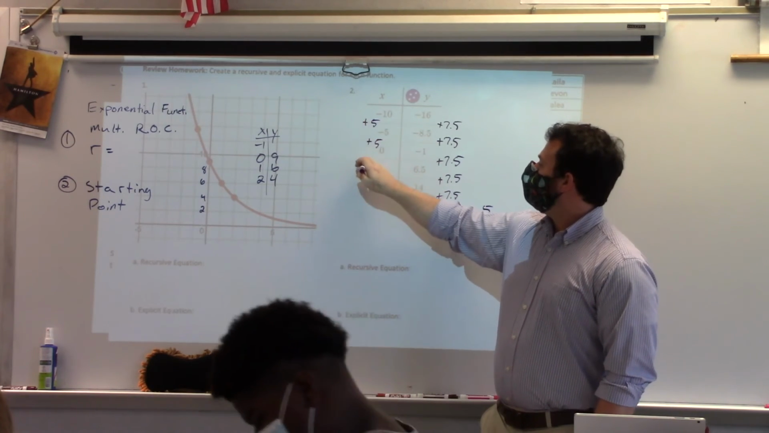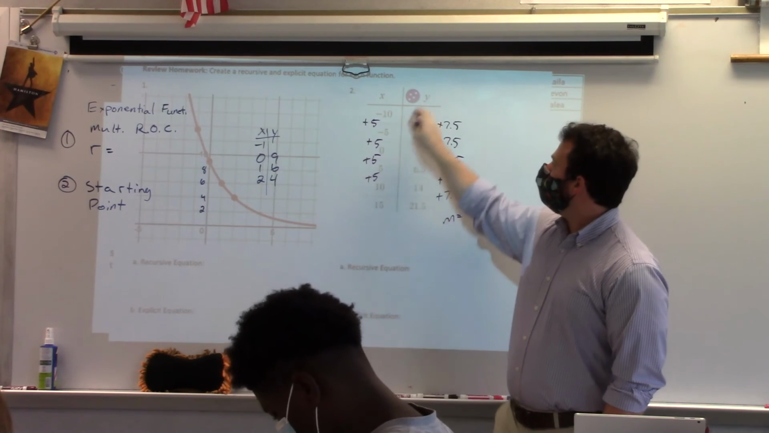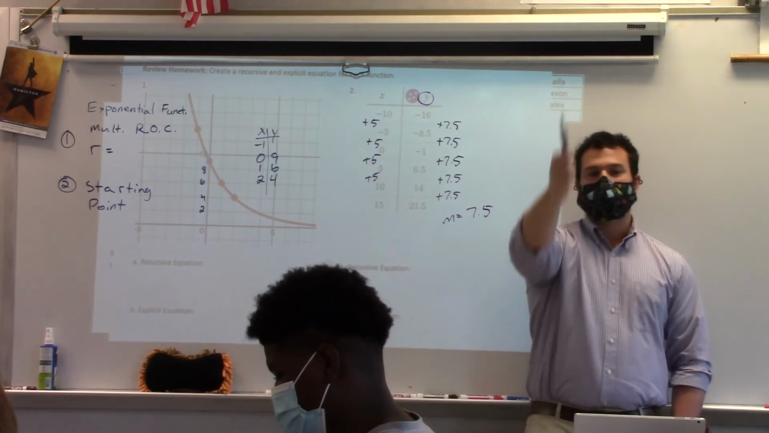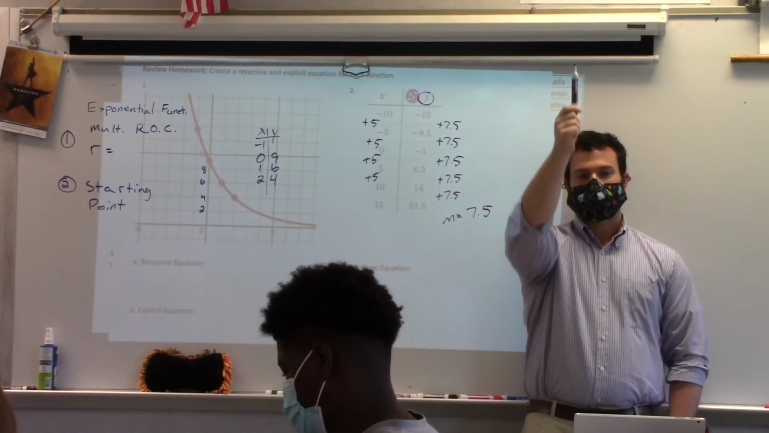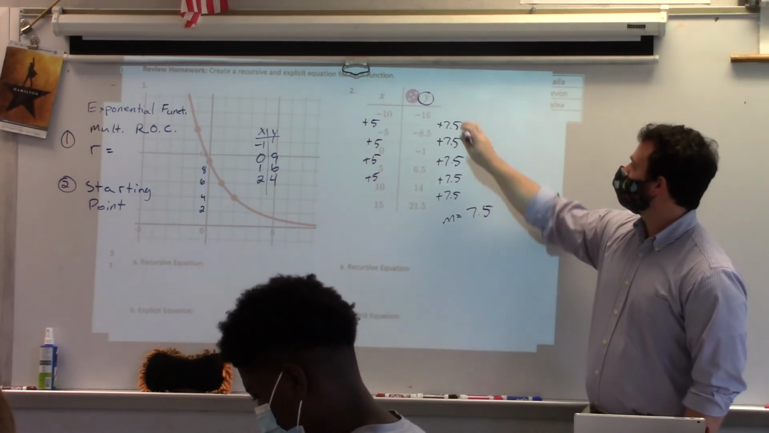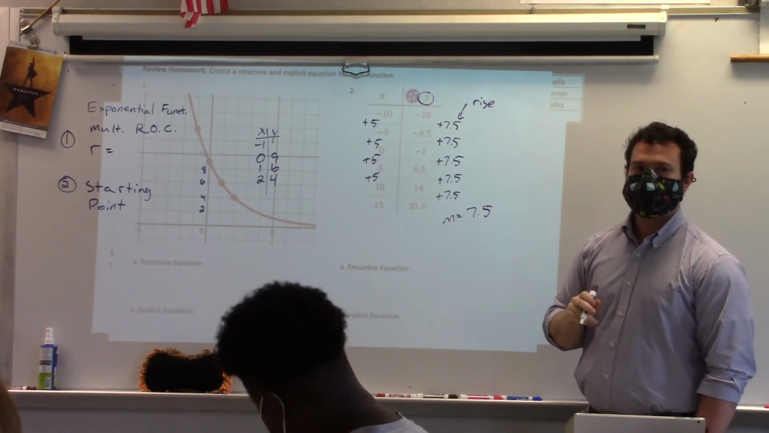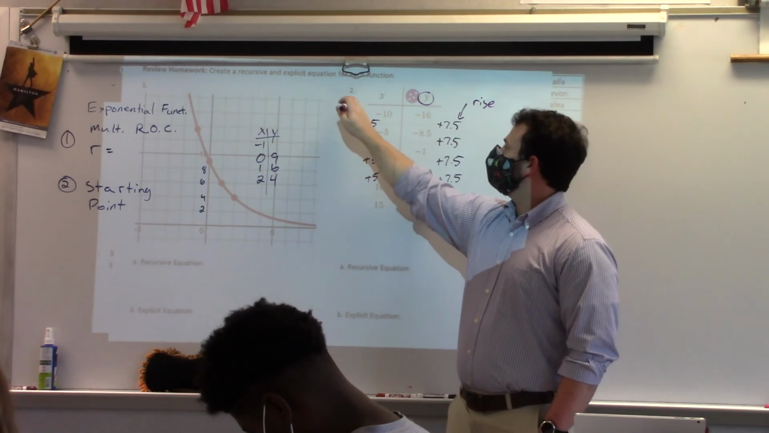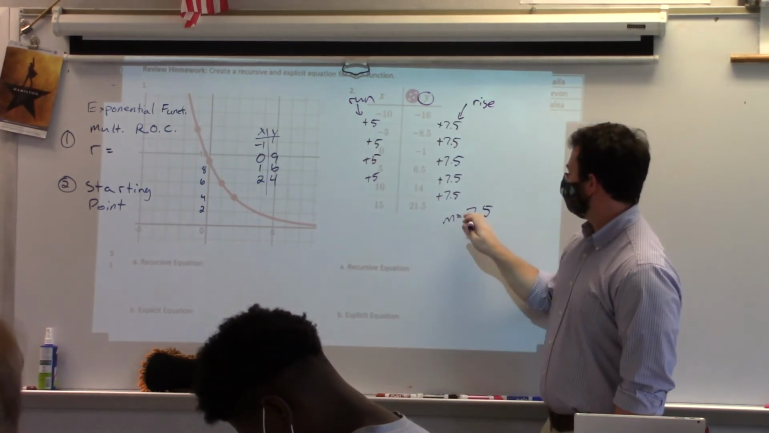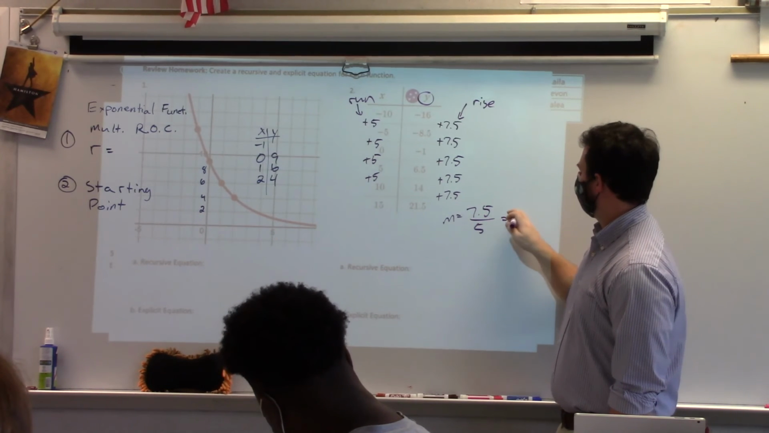Because when we're talking about the y values, we're only talking about the rise. Is the rise the only part of the slope that we need to consider though? No. You have to consider the run, though. We also need the run.